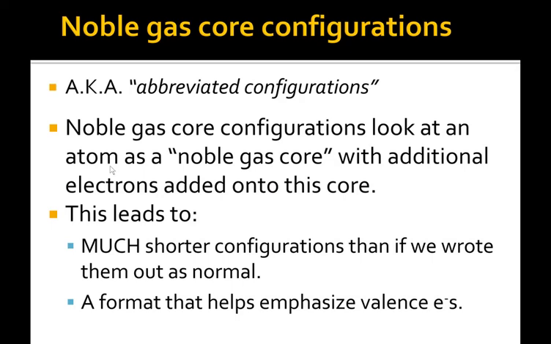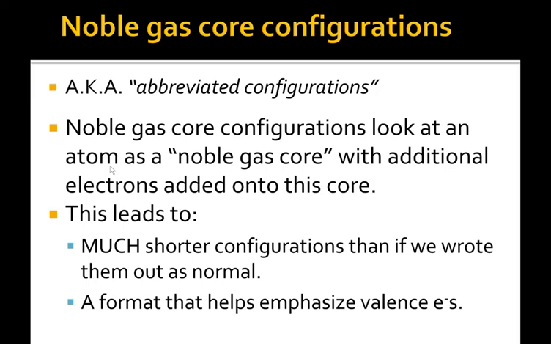Noble gas core configurations are a nice abbreviated version of an electron configuration that you'll probably find to be pretty handy in some places. They aren't going to require you to really learn anything new necessarily, but they give us a sort of shorthand way of writing an even shorter version of an electron configuration. A noble gas core configuration is also known as an abbreviated configuration. These configurations basically look at an atom as if it had a noble gas core in its center, with some additional electrons added onto that core, sort of like accessories beyond the noble gas core.